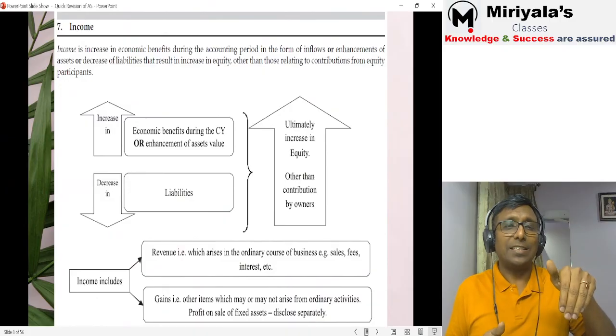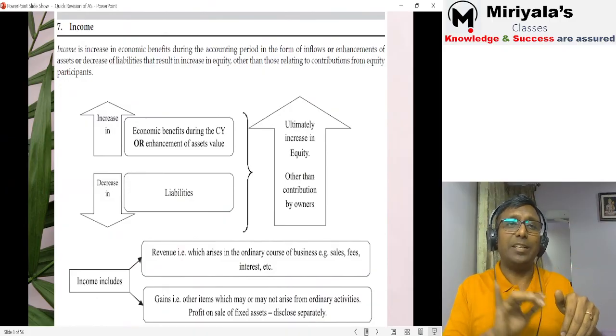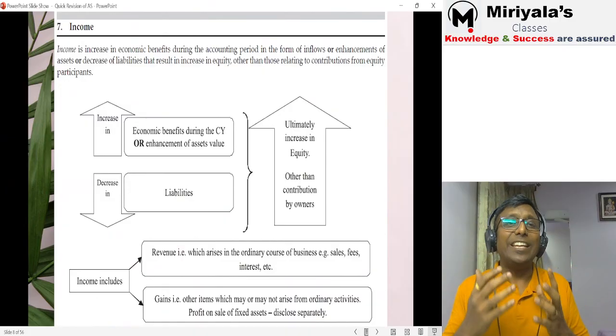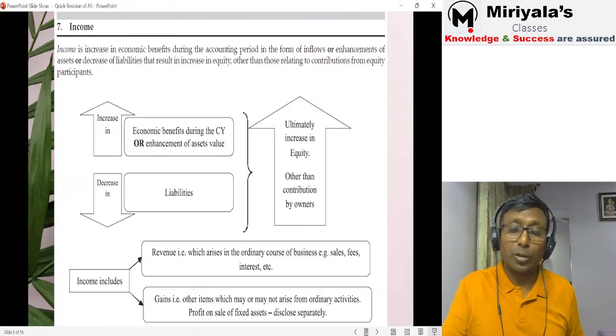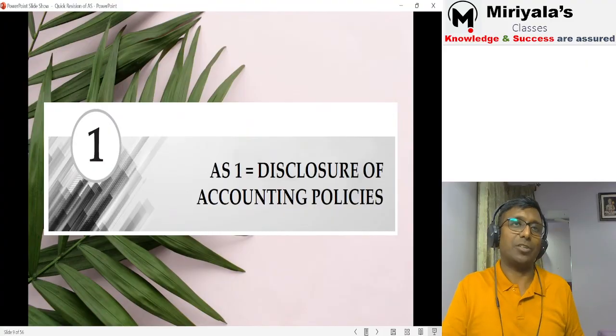That is decreasing in the assets or increasing in the liability. Ultimately, there is a decrease in the equity, other than distribution to the owners. Okay, dividend payment is not an expenditure. These are the very basic things I have covered.